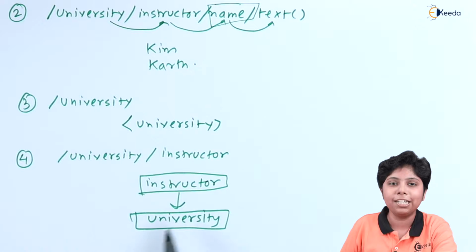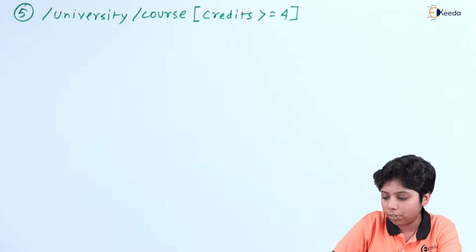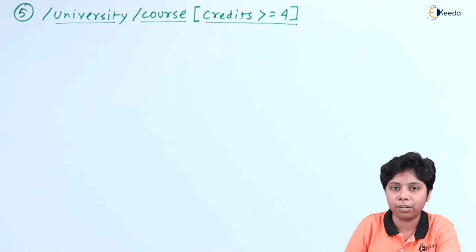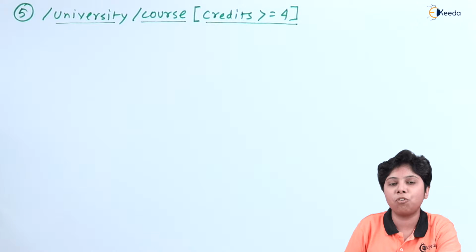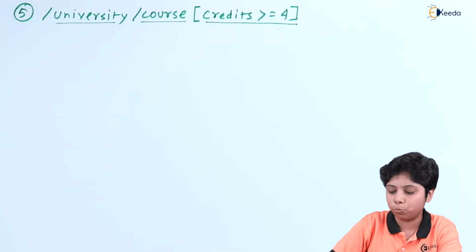That means the instructor is a part of the university, so it defines a hierarchical relationship between instructor and university. Now if we want to select particular nodes based on some predicates, the predicates can be enclosed within square brackets. So we can have the university and course based on a predicate that credits is greater than or equal to 4. That means if the course has credits of at least 4, then all the course details like the course ID, title and credits will be returned as our output.